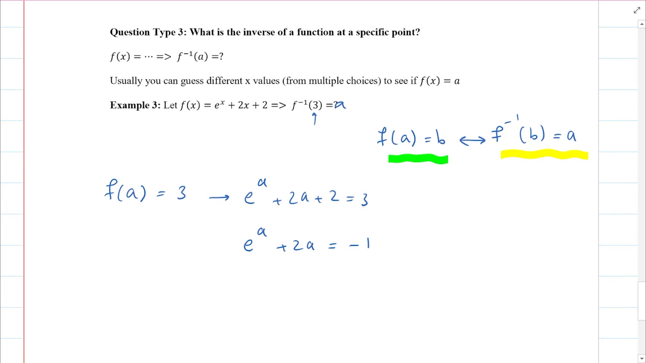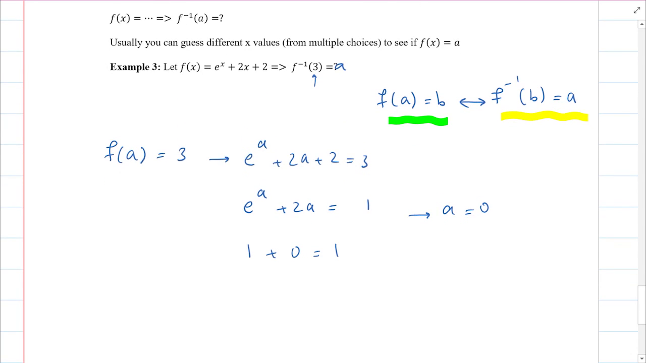So after a bit of trial and error, you can easily see that in order to get rid of that exponential function, you need to put a power of 0. And if you put a power of 0, then you would get e to the power of 0, which is 1, plus 2 times 0, which is 0. That equals, this must be plus 1. This is going to give you 1. So 1 equals 1. And this simply means a equals 0 is actually the answer that we were looking for. And that means f inverse of 3 is equal to 0.